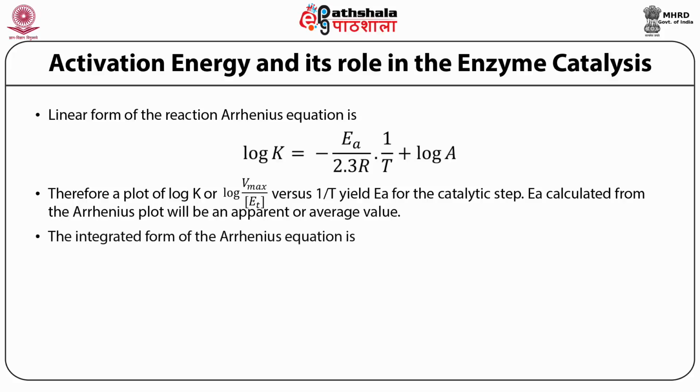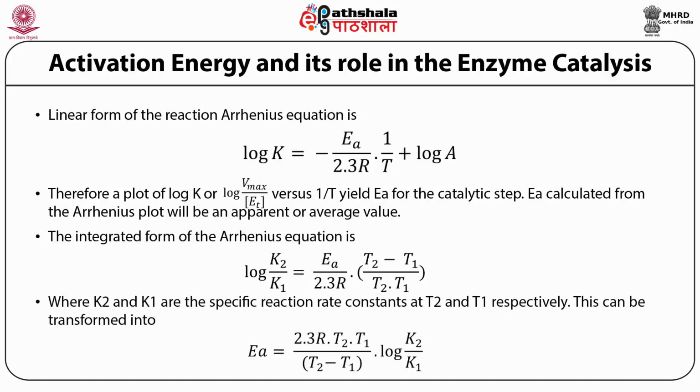There is another form of the Arrhenius equation, that is the integrated form, and the equation becomes log K2 upon K1 is equal to EA upon 2.3 R in the bracket T2 minus T1 divided by T2 into T1, where K2 and K1 are specific reaction rate constants, and T2 and T1 respectively are the temperatures at which these rate constants are calculated.